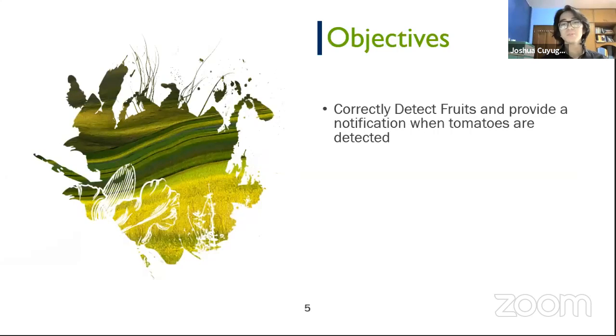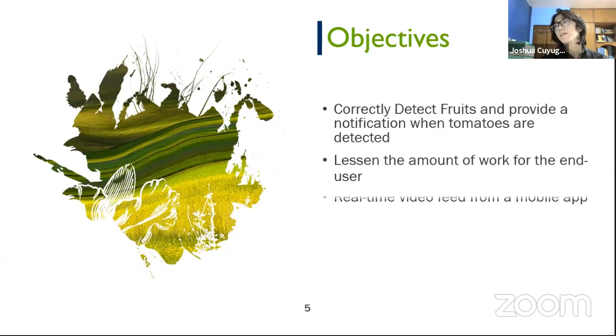Then the objectives of our study are three simple objectives, which are to correctly detect fruits and notify the end user, which can be either a farmer, a backyard farmer, or anyone who might come across our study or want to farm on their own free time.